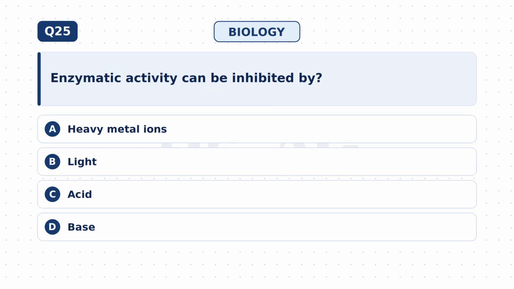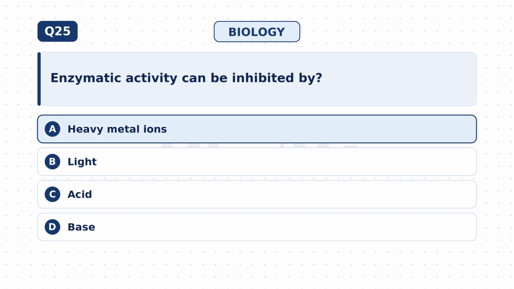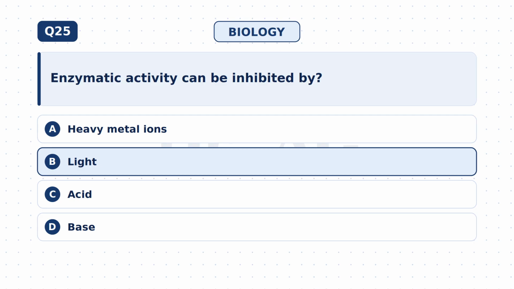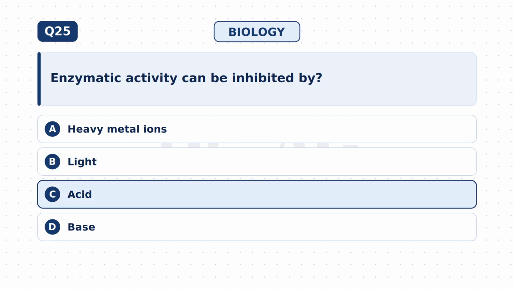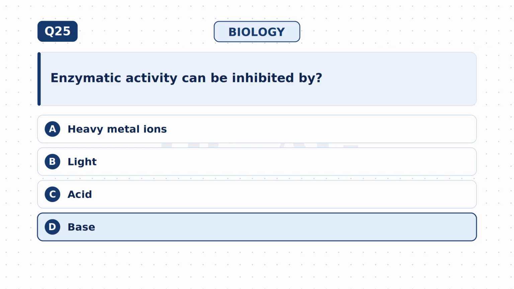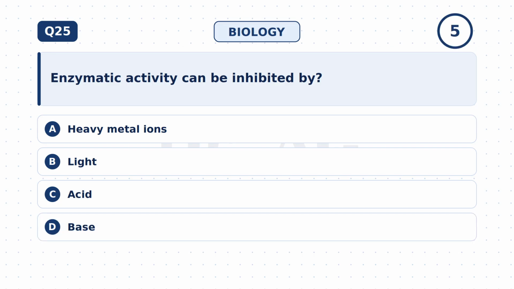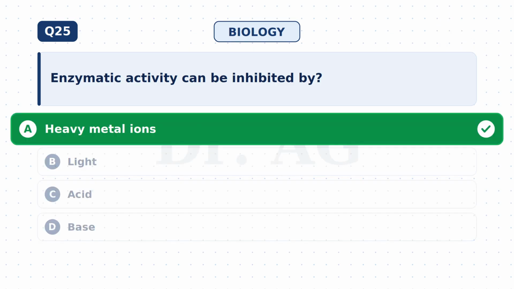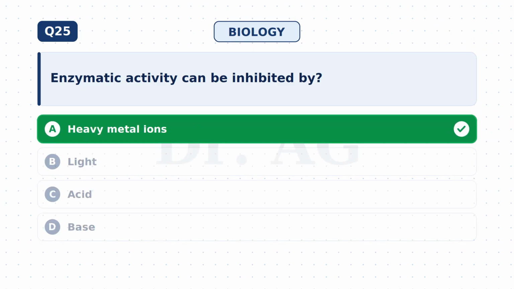Question 25. Enzymatic activity can be inhibited by? Option A, heavy metal ions. Option B, light. Option C, acid. Option D, base. The correct answer is A, heavy metal ions.